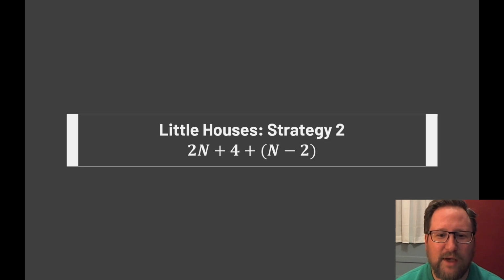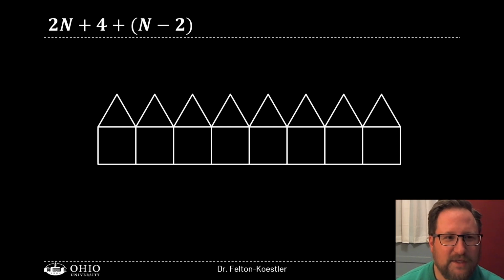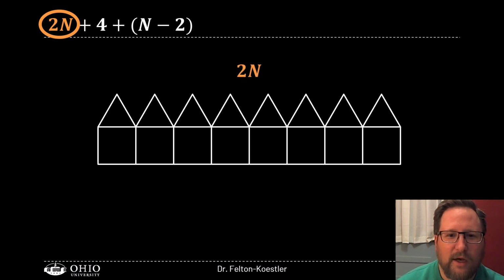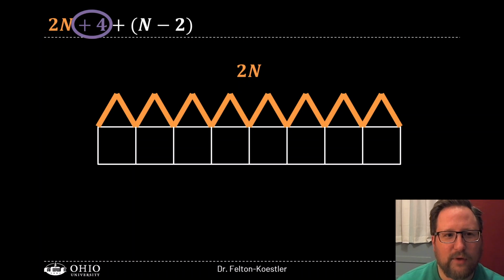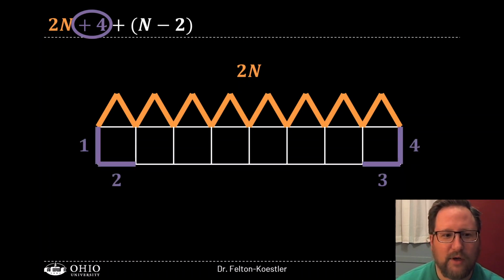So their rule was 2n plus 4 plus n minus 2. So I've got the same houses. Let's talk about where this 2n comes from. I have it highlighted in orange again. And I'm not going to break down in quite as much detail, but they took 2n as the number of edges along the top. So each house has 2 on the roof, and so we end up with 2n. And then we also have 4 more that we're going to try to find here in purple. So we've got 1, 2, 3, and 4, kind of along the left and right sides.